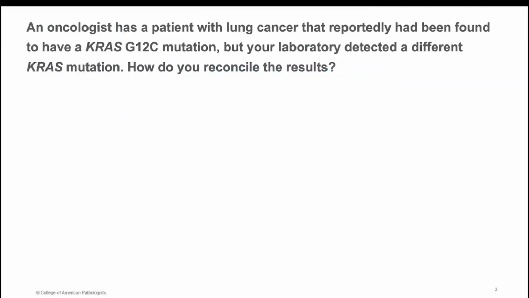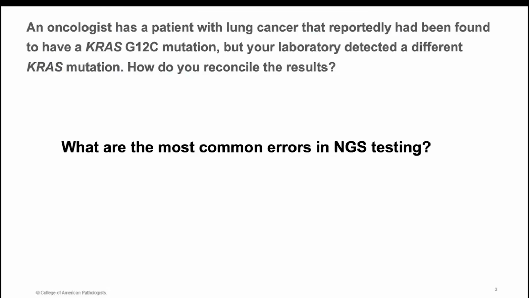Let's start with a clinical vignette. We have an oncologist who comes to you because his patient with lung cancer reportedly had been found to have a KRAS G12C mutation at an outside laboratory, but your laboratory detected a different KRAS mutation upon repeat testing. How do you reconcile the results? This is going to be one of the most common errors in next-generation sequencing testing that we will review today.